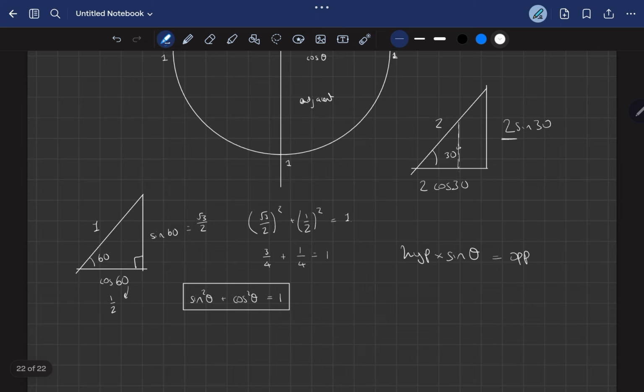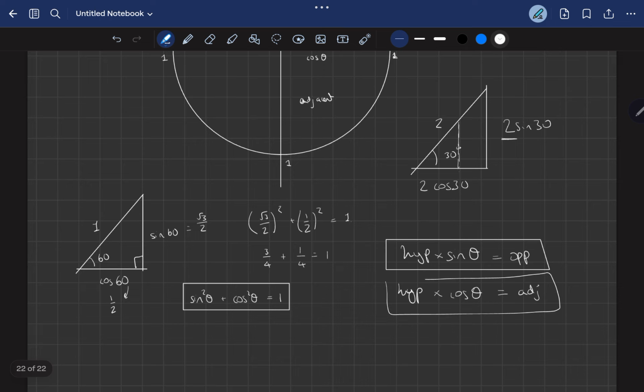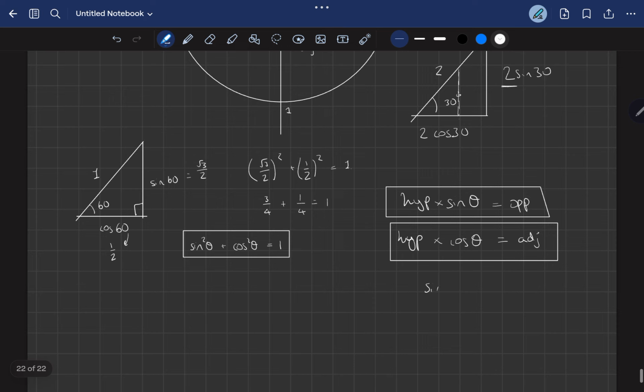Now if I do the same for cos, I would be doing the hypotenuse times cos theta is equal to adjacent. Now these are the general rules, and I can rearrange this to write sine theta is equal to opposite over hypotenuse, and cos theta is equal to adjacent over hypotenuse.